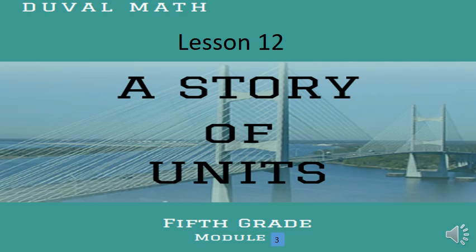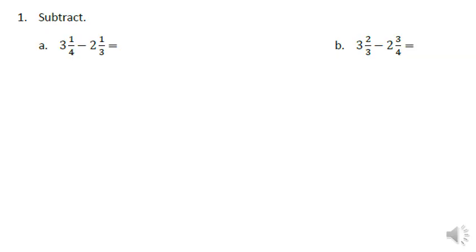Okay, in lesson 12 we continued subtracting fractions and mixed numbers. First thing we're going to do on A is rewrite it and decode it, which is 3 plus 1/4 minus 2 minus 1/3. The reason we're subtracting 2 and 1/3 from 3 and 1/4 is that they're both minus.